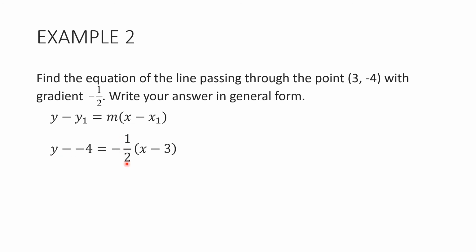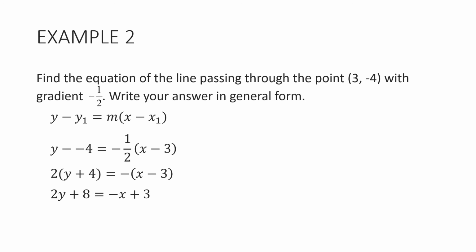Now, whenever I get a denominator like this, I like to get rid of it, particularly if we're being asked to go into general form, so that'll help us. So I'm going to bring this 2 over the other side as a multiplication. It gets rid of the fraction there. Let's expand this out and expand this out as well. So I've got 2y plus 8 is equal to -x plus 3.